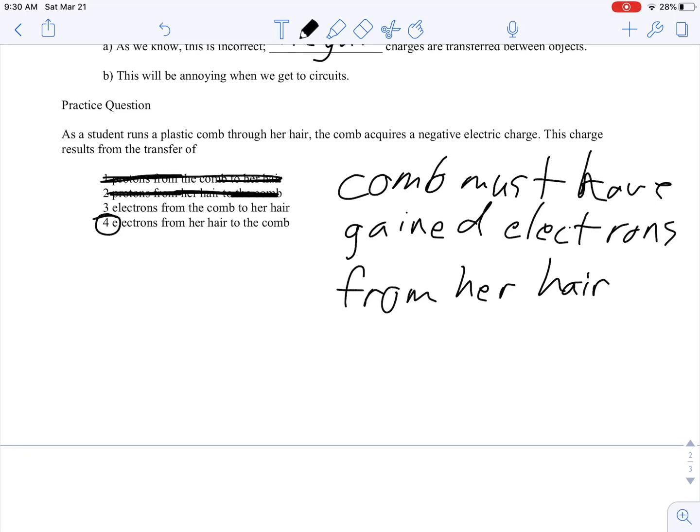You have a few questions on your exit ticket to answer about some of the stuff, but just keep in mind when you get to that exit ticket: like charges repel, opposites attract, but remember, charges can also attract a neutral object. That's a really important idea. And keep in mind that only electrons move. If you keep those things in mind, you should have no problem answering those questions.